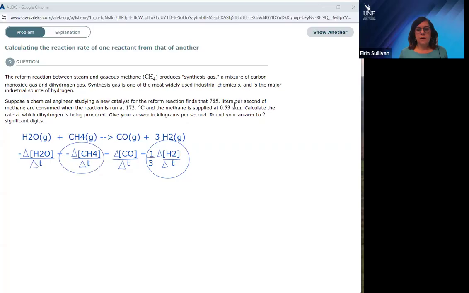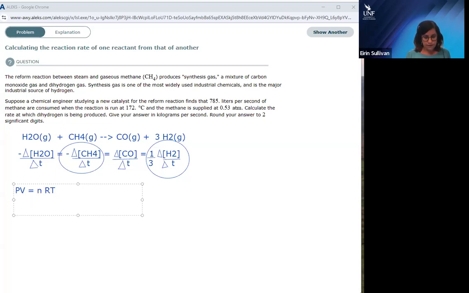So I can see from here I have enough information to give me my rate of change of amount in moles of my methane, and again relate it to time because I've got liters per second. Okay, so in 1 second I can use the liters, the temperature, and the pressure to use the ideal gas law to work out my number of moles of methane being used up per second, and that is going to give me a measure of the rate. So PV equals nRT.